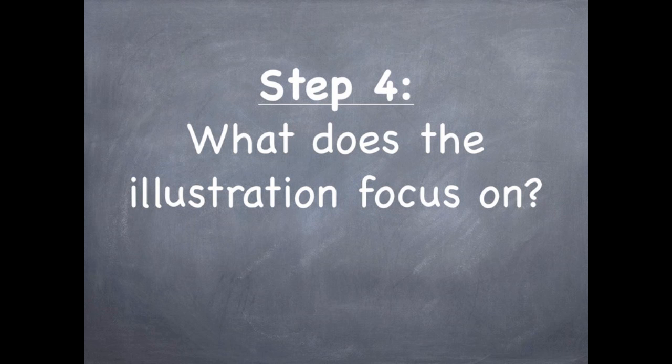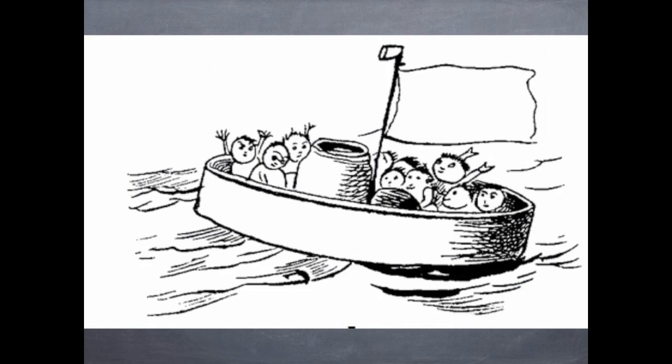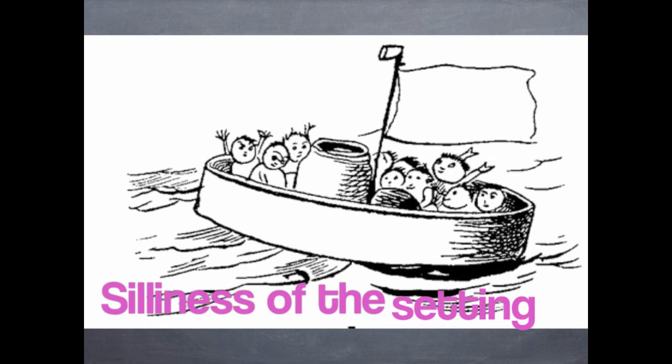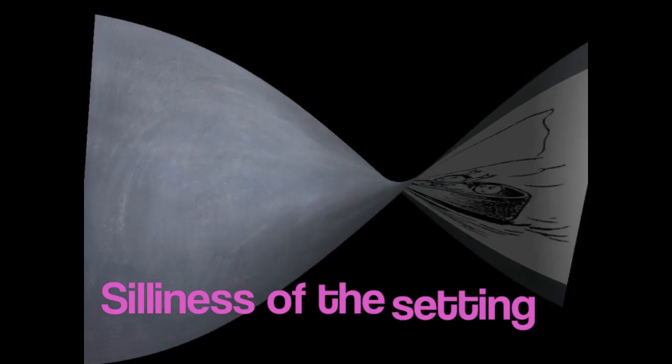This is the most important step. What does the illustration focus on or emphasize? What does it show us about the story? This illustration focuses on showing us the setting. It helps us visualize what it looks like to stick little men in this kitchen contraption called a sieve. Now, do sieves belong on the sea? No. So because this sieve with all these little men is at sea and this sieve seems out of place, we can tell that this picture emphasizes the silliness of the setting of the poem.